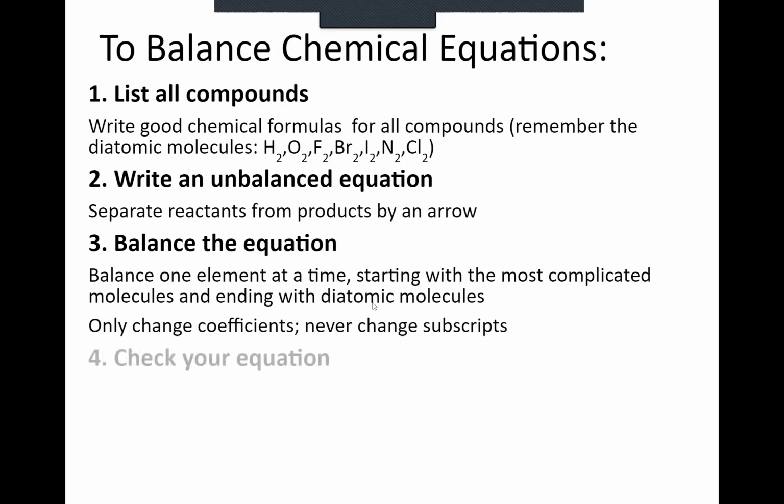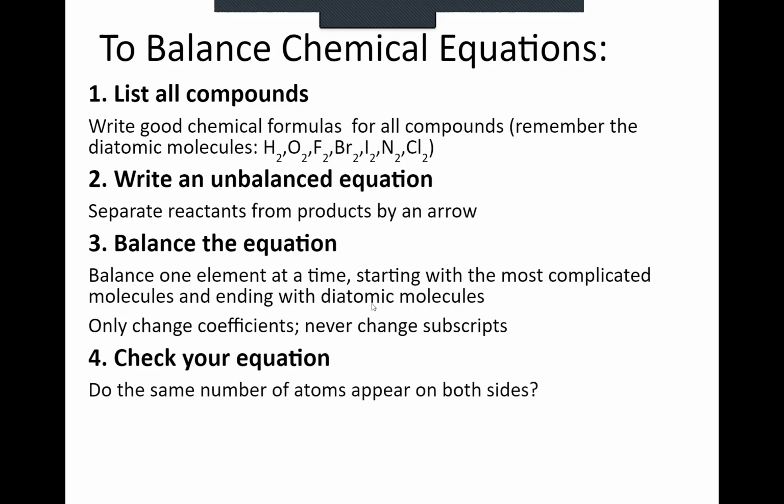And then lastly, check your equation. Perhaps draw it out. I think drawing it out is a wonderful way to check your work. As you check your equation, ask yourself, do the same number of atoms appear on both sides? Are the coefficients written in the lowest possible ratio? What I mean by that is, what if your coefficients are 2, 4, and 2? Those are all divisible by 2. So you could take a 2 to 4 to 2 ratio of molecules and reduce it to a 1 to 2 to 1 ratio. If you can reduce the ratio of coefficients, you should do so.